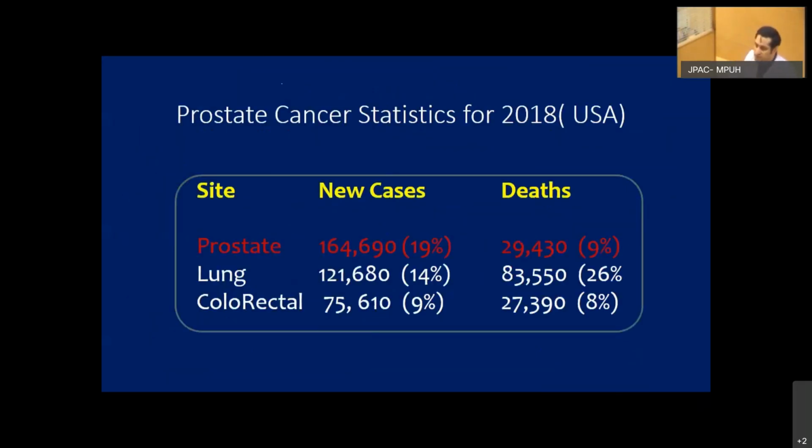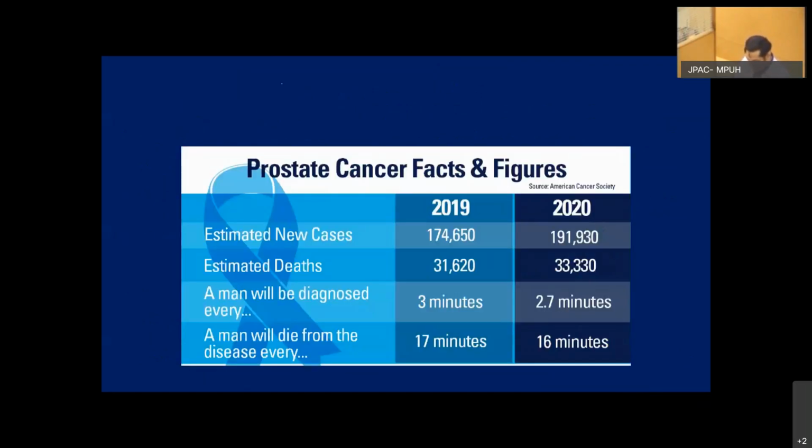So let's go to the incidence of prostate cancer. In the USA, it is 19% of new cancer cases. That is 164,000 cases detected in 2018, and there were around 29,000 deaths. In 2019, there were around 31,000 deaths, and in 2020, there were 33,000 deaths. And this has been increasing every year.